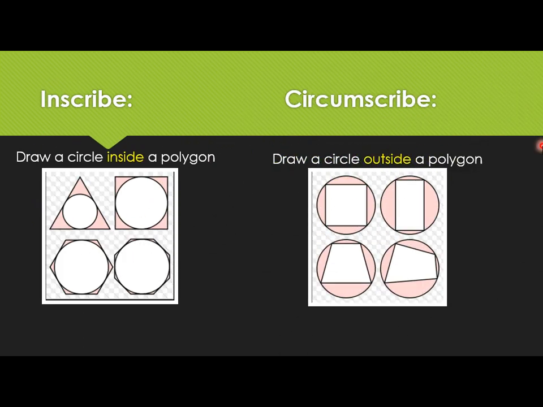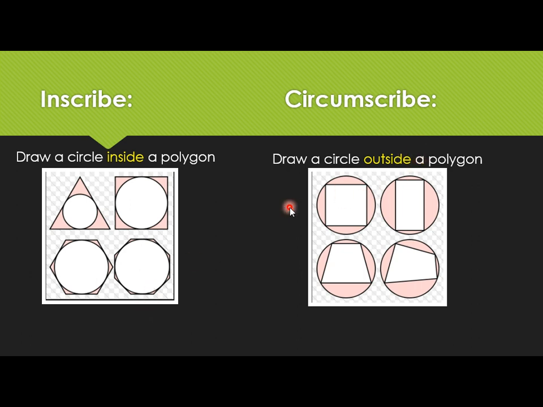Okay, inscribe and circumscribe. Inscribe means to draw a circle inside a polygon. We used to do this in geometry with compasses and learn how to do it, but we just don't have time anymore. So when you're drawing a circle inside the polygon, the circle has to touch the shape that you're drawing it in. Okay, so notice a triangle, it's touching at 3 places. The square, it's touching at 4 places, and so on.